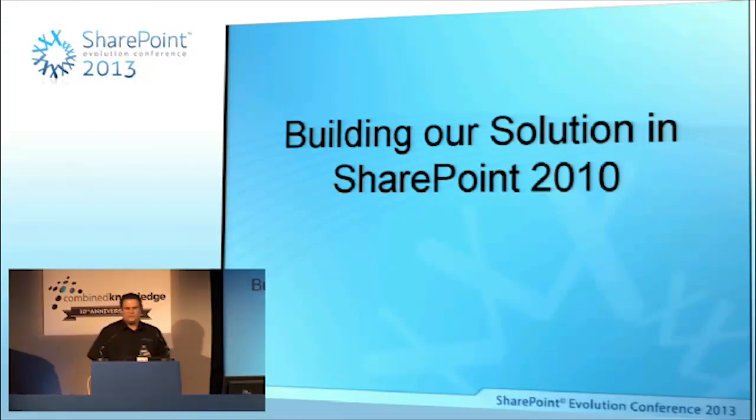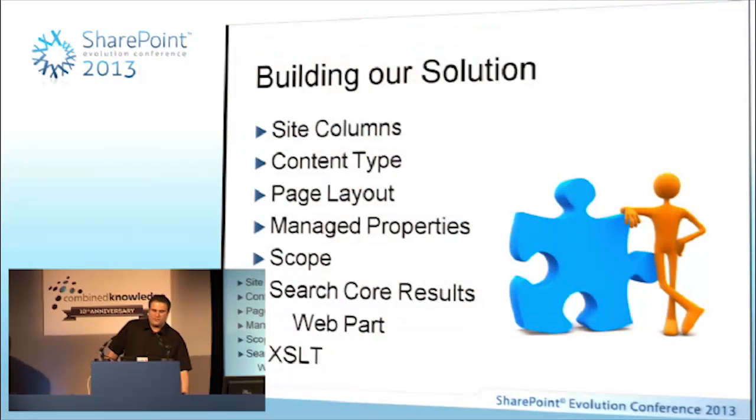So we're going to go to our first part now where we're going to talk about how we built this in 2010. So what I'm going to do is we're going to step through each of the items that actually form the building blocks of our solution. So we're going to start with our site columns, the content types, the page layouts, and really this is about improving the editor's experience. Then we're going to look at the managed properties and the scopes and how we really take those results and use that to form then the results area, which is our core results web part, and then the XSLT to style that.